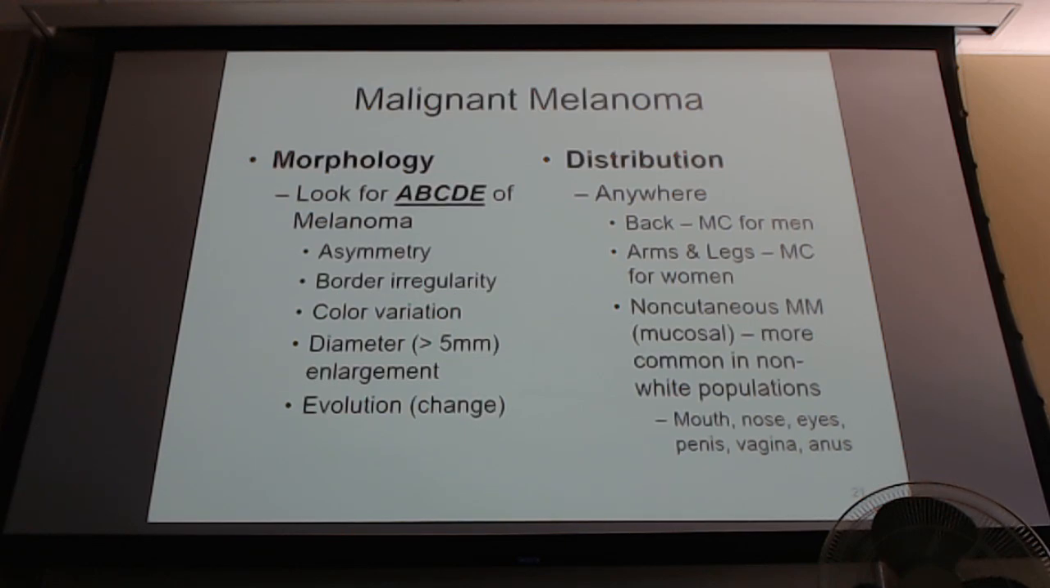Non-cutaneous malignant melanoma is more common in the non-white population. So the mouth, the nose, the eyes, the penis, vagina, anus. Those are some of those other areas that can be affected.